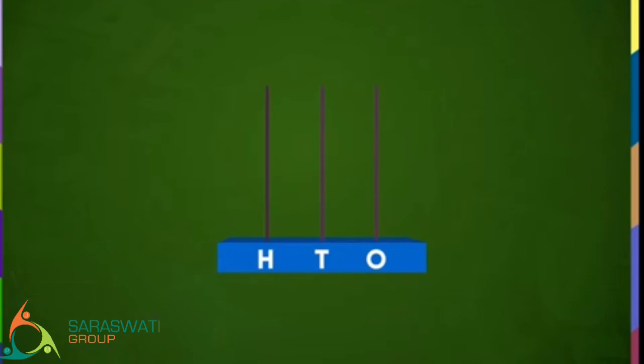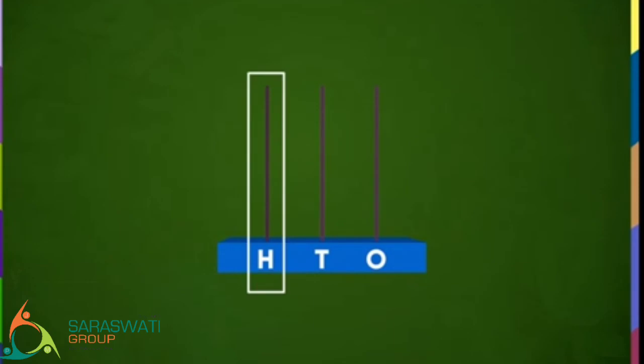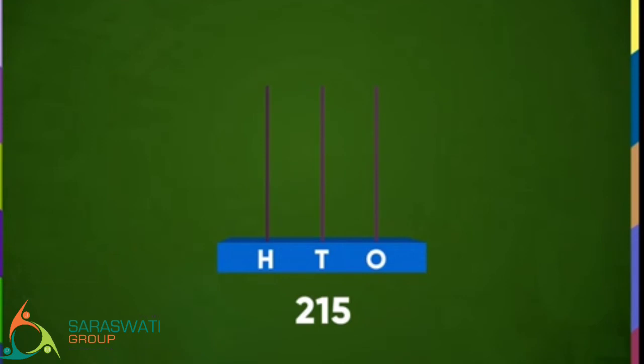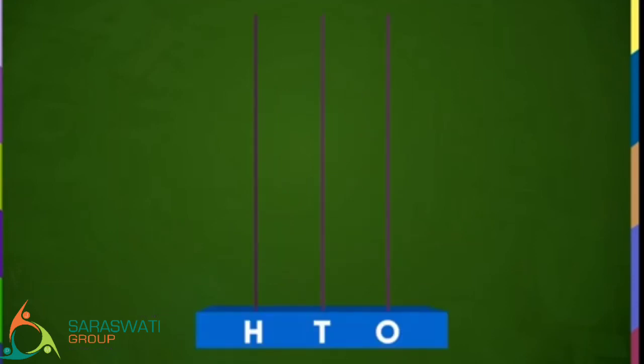In a three-spike abacus, the spike on the leftmost side denotes digits at hundreds place. For example, the number 215 is represented with 2 beads at hundreds place, 1 bead at tens place, and 5 beads at the ones place. Let us see how to count numbers in an abacus.